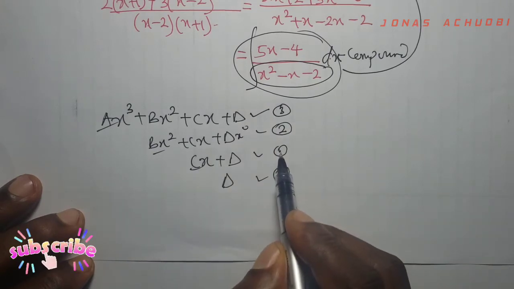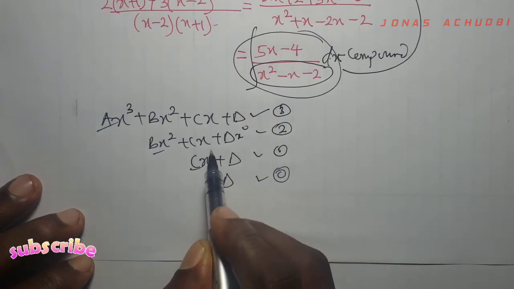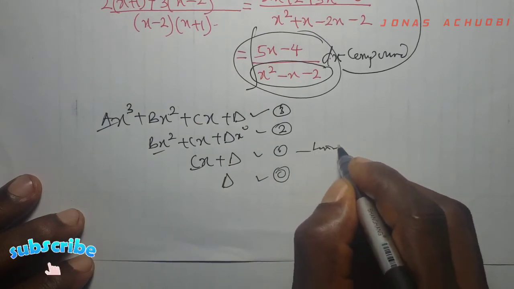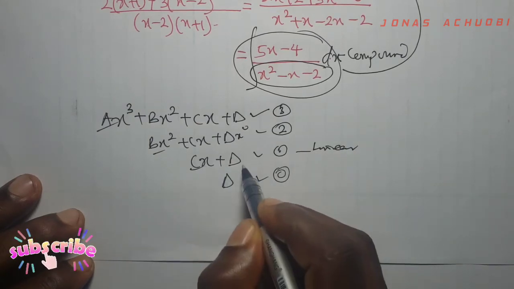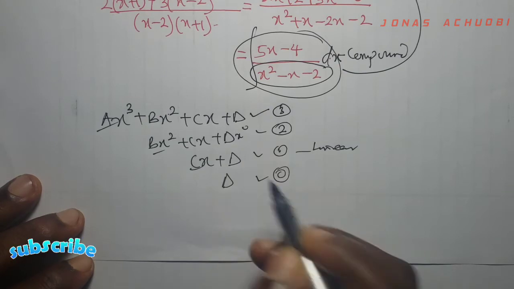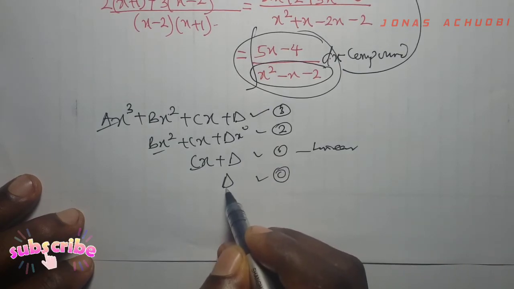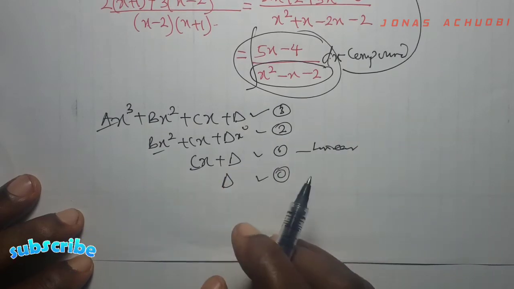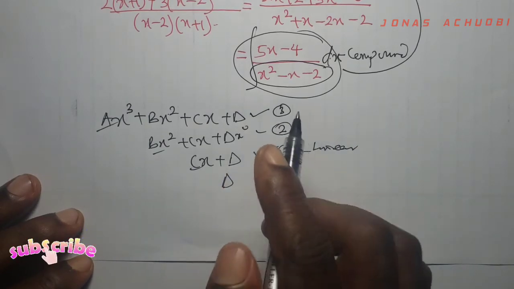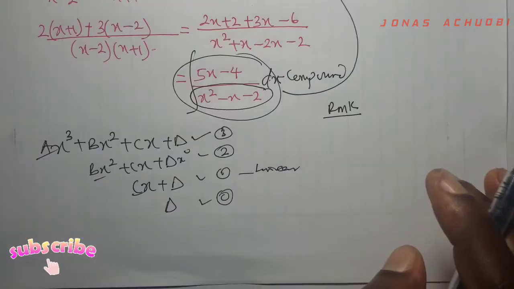Then for a degree 1 polynomial, the highest power of x is 1. And we also call this linear. The highest power of x is 1, and then there's x to the power 0 here. While for a degree 0 polynomial, there is no x at all. Now, this idea will help us when trying to split our partial fractions.